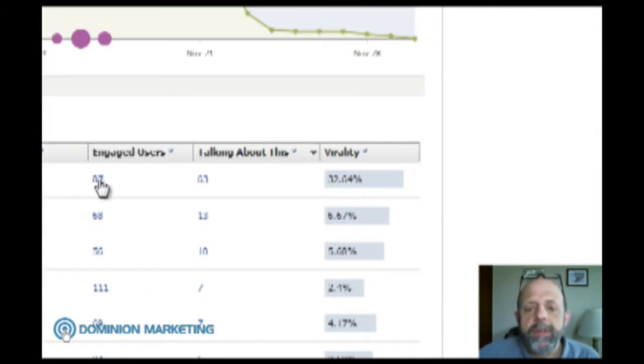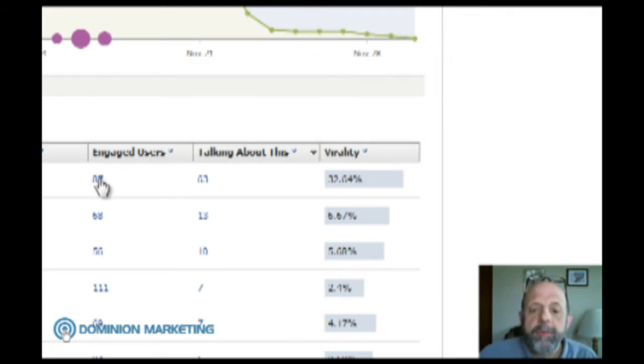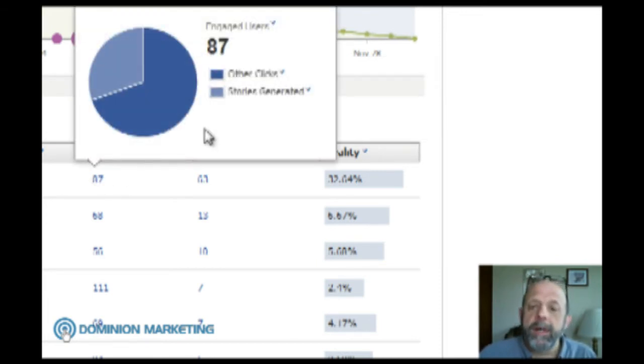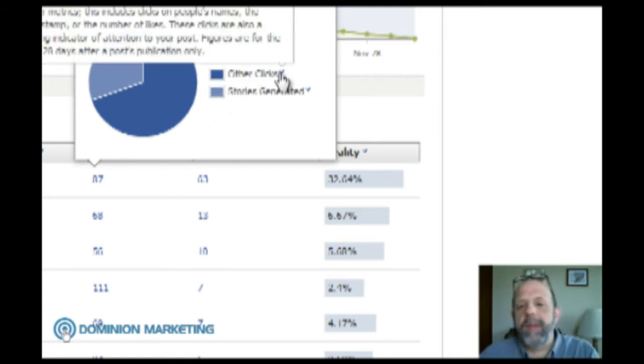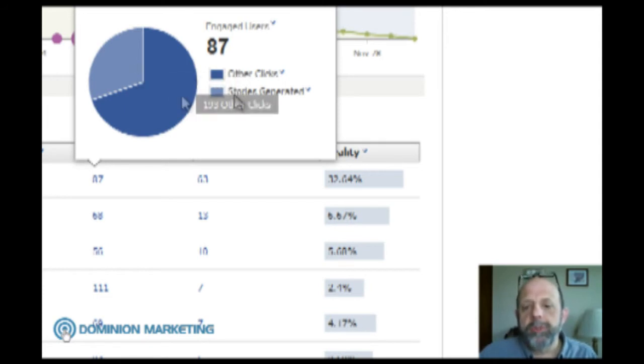Engaged users, these are users that have clicked anywhere on the post. And that means if they clicked on a person's name or on the timestamp to see how many comments were left, this number is going to be in here. If they clicked to watch a video, that number is in here. And again, tooltip. But if you click on this, this gives you another breakdown. You can see here the other clicks. Now, other clicks means any click on the post, like I was talking about. We had 193 of those. And then we had 84 stories that were generated through that post.